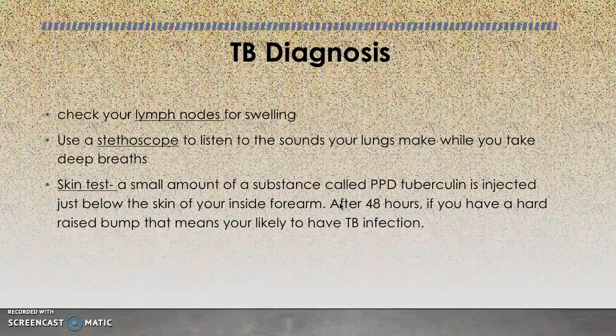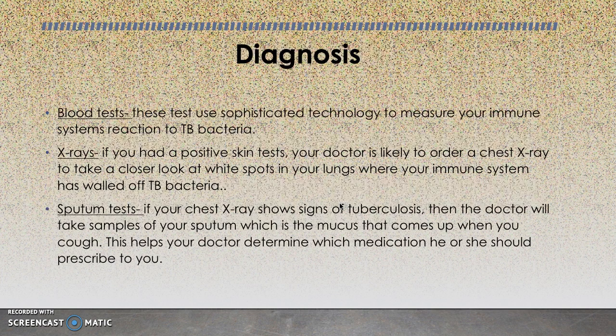A small amount of substance called PPD, tuberculin, is injected just below the skin of your inside forearm. And then after 48 hours, you have to come back, and if there's a raised bump, that means you're likely to have TB infection. And then there's also blood tests. These tests use sophisticated technology to measure your immune system reaction to TB bacteria.